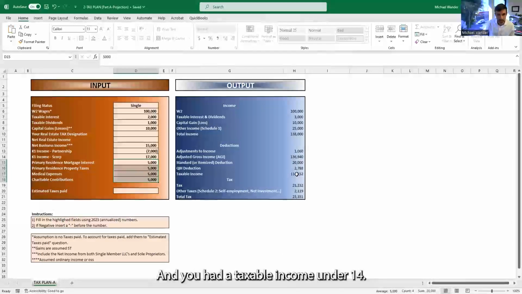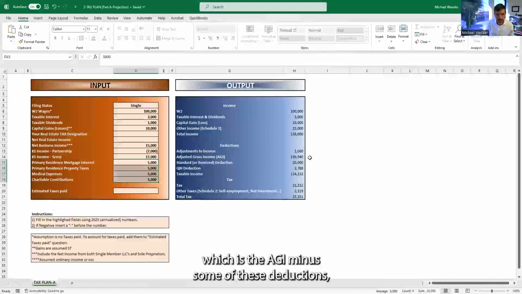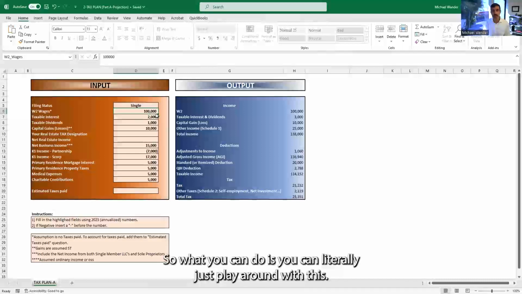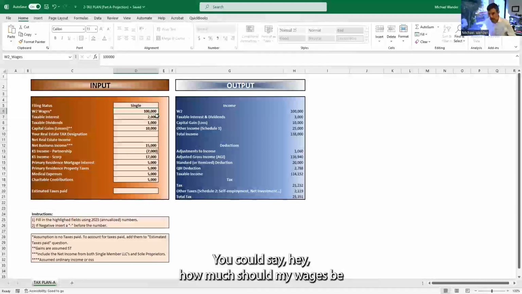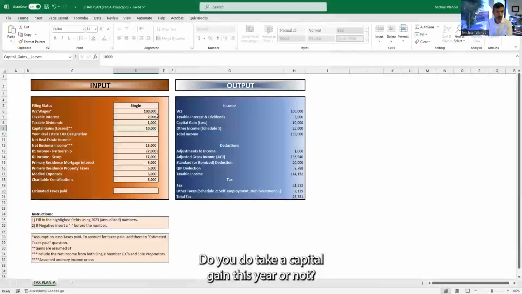Then you have the taxable income, which is 114. This is going to be essentially the combination of these items over here, which is the AGI minus some of these deductions. And then it calculates the tax based on 2023 numbers. And then you have self-employment taxes over here. So what you can do is you can literally just play around with this. And you can say, hey, how much should my wages be if you have any flexibility with some of these items, right? Do you take a capital gain this year or not, right?